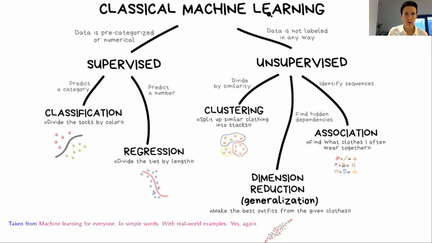So personally, I would really recommend you to have a look at the website where I got this picture from. This is a beautifully illustrated website on machine learning techniques. It's called Machine Learning for Everyone in Simple Words with Real World Examples. So you can find a lot of visualizations on this website like the one I'm showing here. So for us today, the distinction between supervised and unsupervised is important, and then the distinction between classification and regression will also come back today.